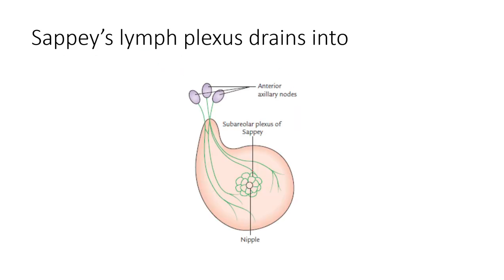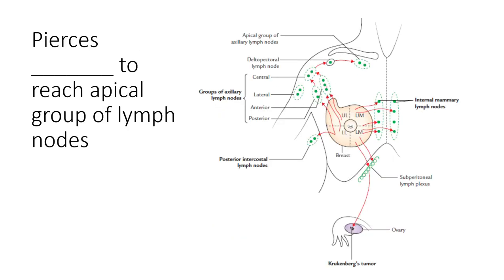Sappey's lymphatic plexus. Now that you know Sappey's is a lymphatic plexus draining your breast, Sappey's lymphatic plexus drains into which lymph nodes? As you can see from this picture, Sappey's lymphatic plexus drains into the anterior axillary group of lymph nodes. You all know axillary lymph nodes have an anterior group, posterior group, lateral group, and central group. Sappey's lymphatic plexus drains into the anterior group.